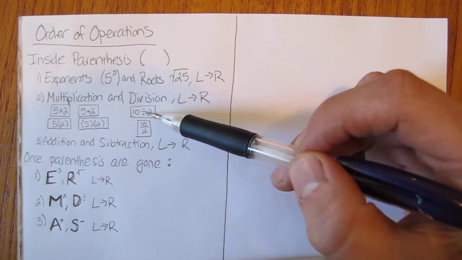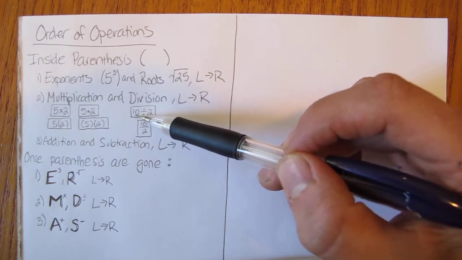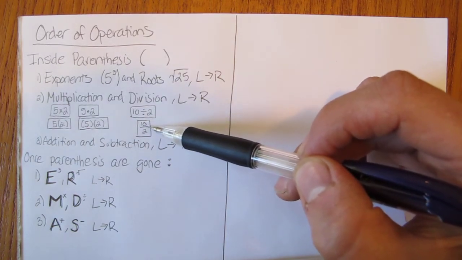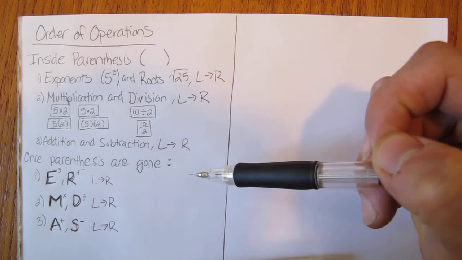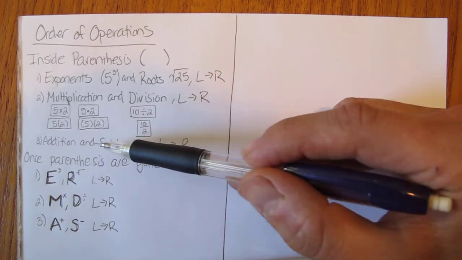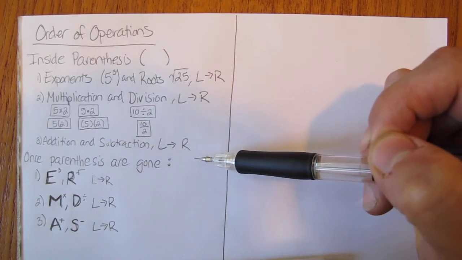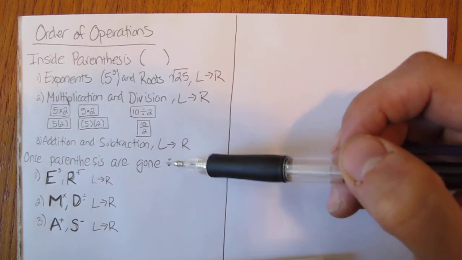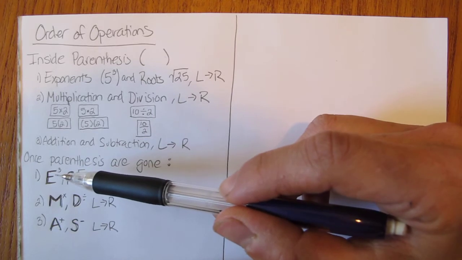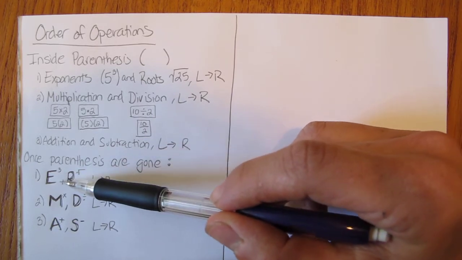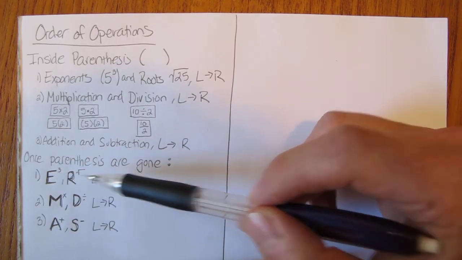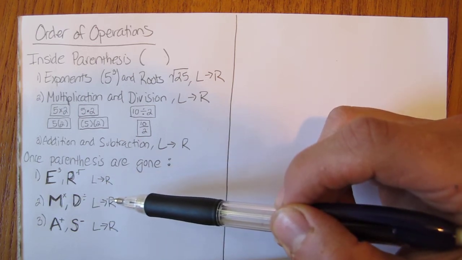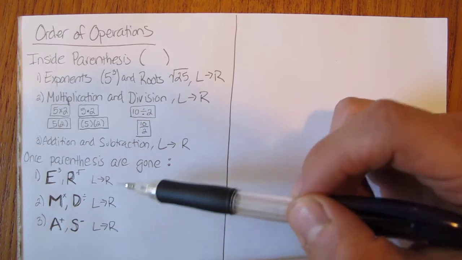And then with division, this is the traditional division sign, 10 divided by 2, but you also might see it with a fraction bar, and this means the exact same thing, 10 divided by 2 is 5. And then after that, you'll do addition and subtraction from left to right. Once the parentheses are gone, you repeat the same steps. So here, I didn't write out the whole thing, I just wrote out the letter. So E is for exponents, so you do exponents and roots, left to right. Then you do multiplication and division, left to right. And finally, you do addition and subtraction, left to right.